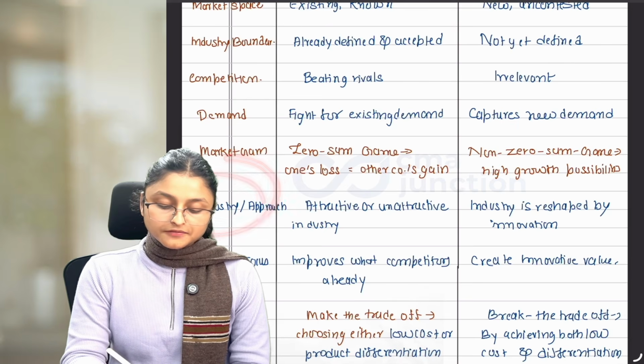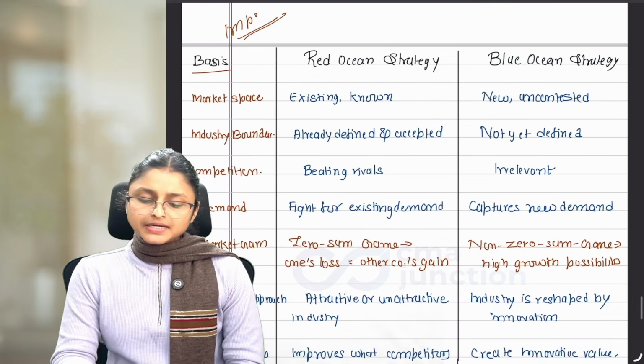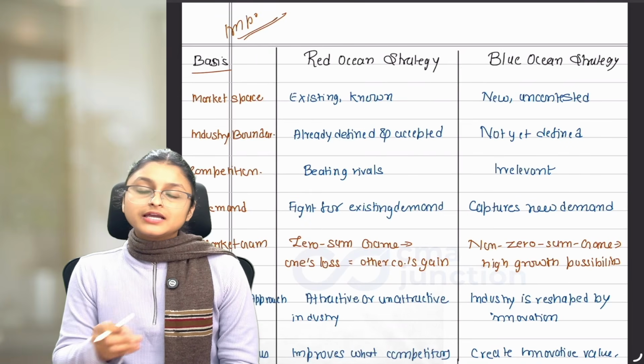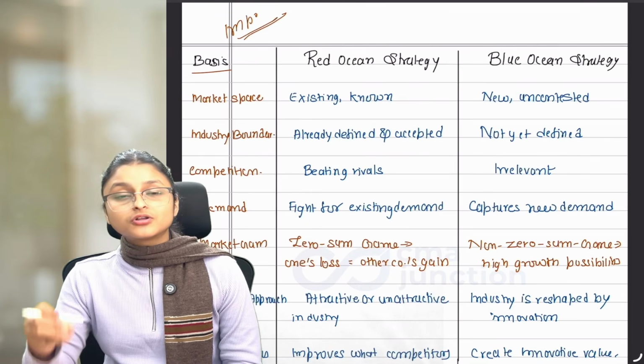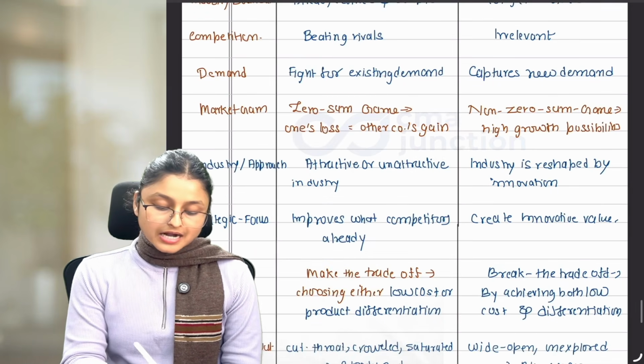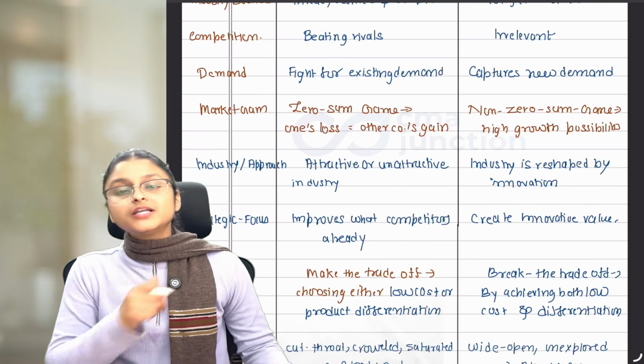Industry or approach: here we define our industries as attractive or unattractive, but in Blue Ocean, our thinking is such that an industry can be reshaped by creating innovation, right? Strategic focus: here we try to improve what competitors are already doing.